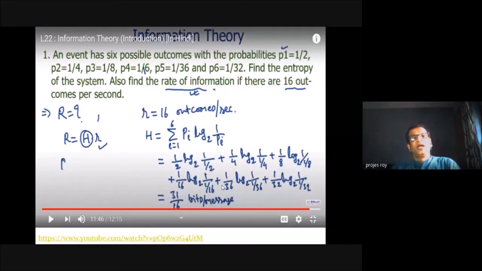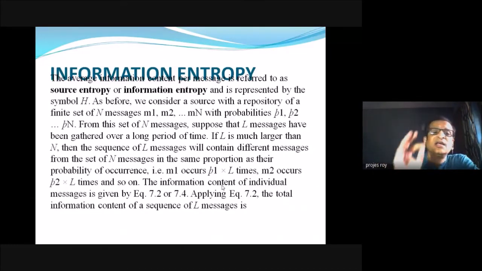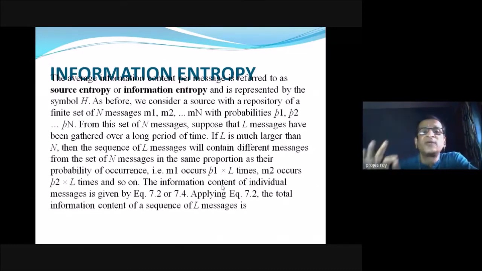Now, information entropy. The average information content in a message is called the source entropy or the information entropy. It is represented by the symbol H. So you can understand the source entropy or information entropy, and everywhere this entropy is represented as H.